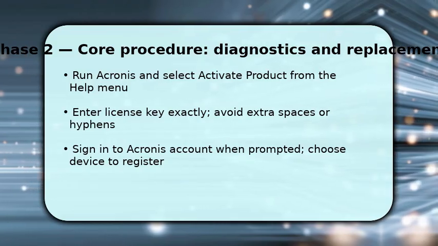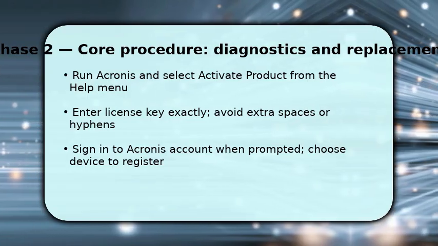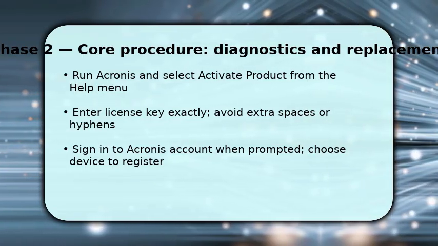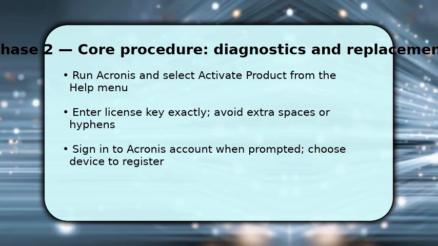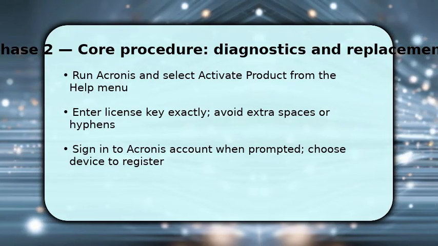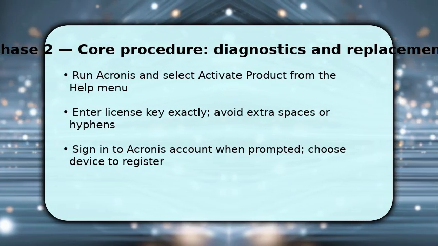After key validation, sign into your Acronis account to register the device. This links the license to your profile and enables features. If offline activation is offered, follow prompts to generate a request file and use another internet machine to complete validation. Once activated, let automatic updates run so definitions and modules are current.